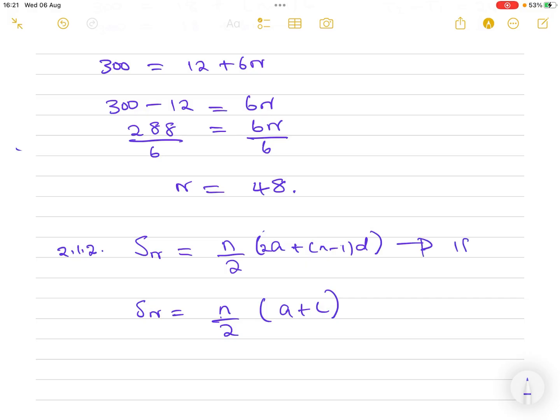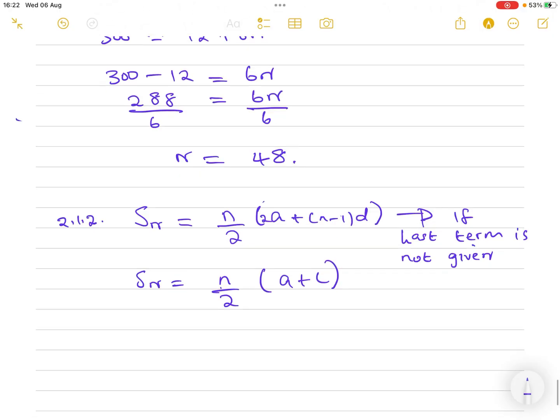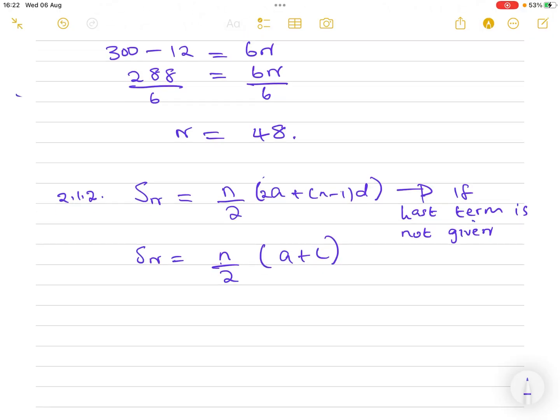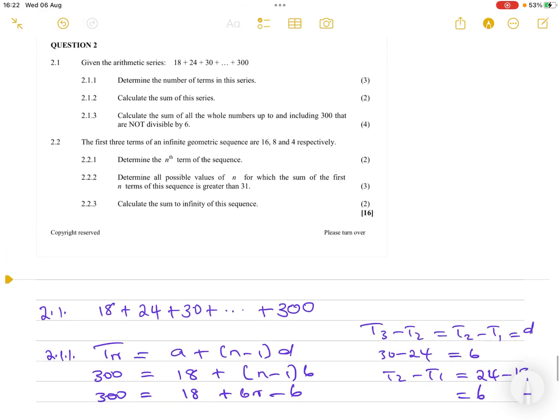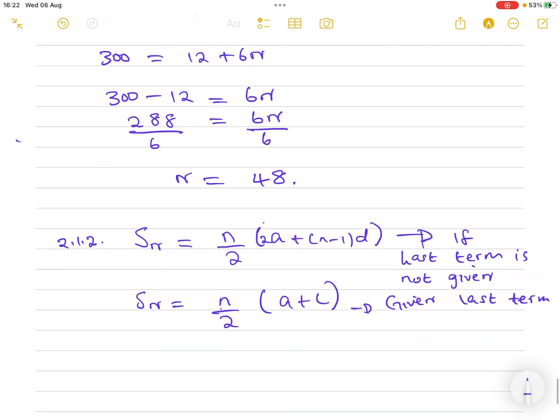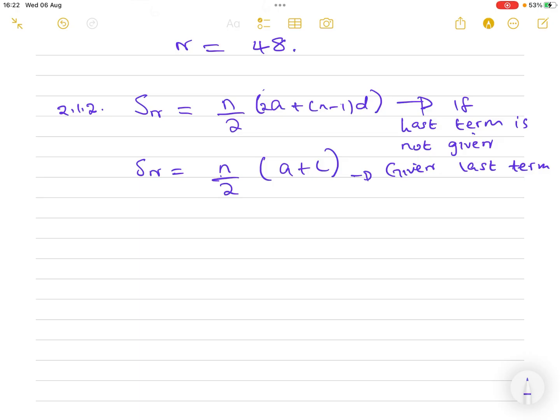We use the first one if the last term is not given, that means you just have the terms that are not shown, where they end. And we use this one when we are given the last term. So in our case, we are told that the last term of this series is 300. So we will stick with this one.